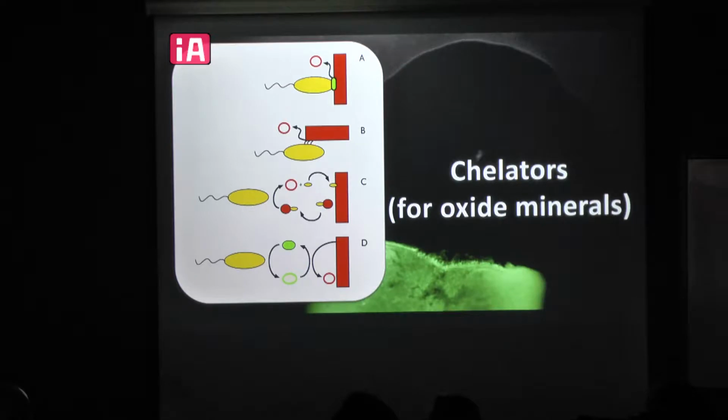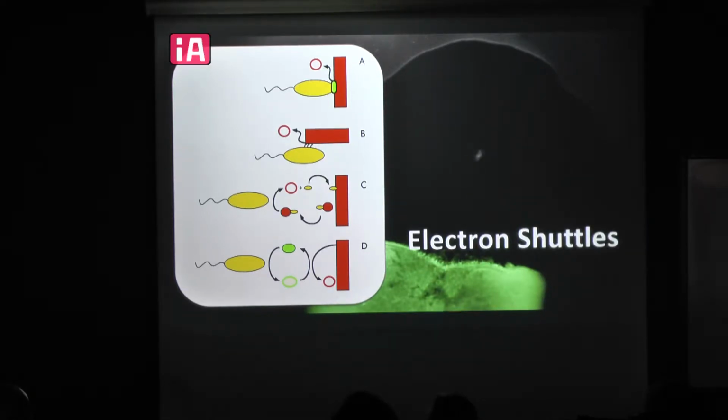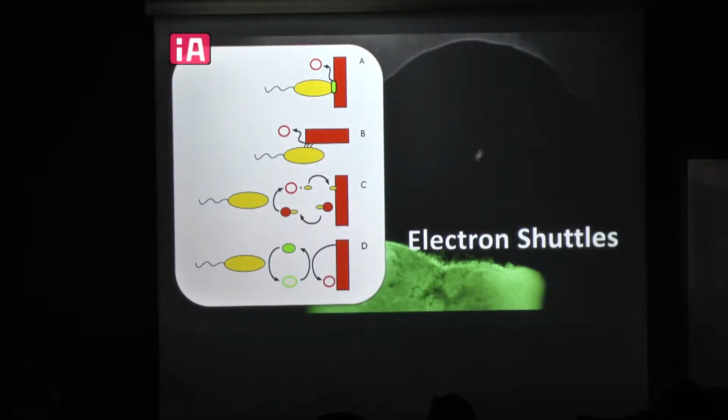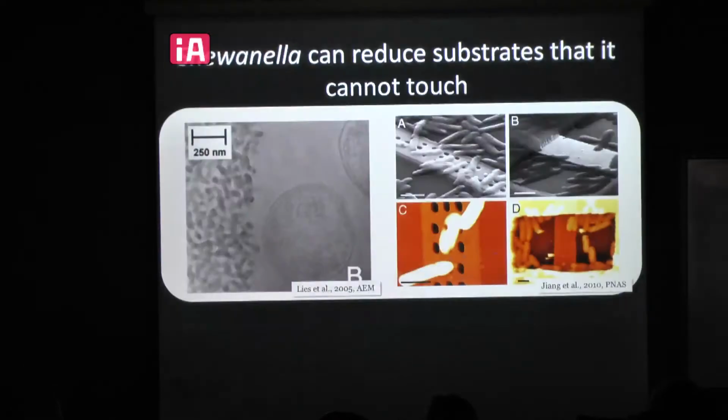This works just fine for oxide minerals. This doesn't work for electrodes, by the way. And then there's the idea of electron shuttles, and this is what I'm going to focus on, where a compound that's produced by the bacteria and secreted acts as a proxy to deliver electrons to the insoluble substrate. We know that Shewanella can reduce substrates that it can't touch, which is one of the reasons we think electron shuttles are one of the main mechanisms for how this works.